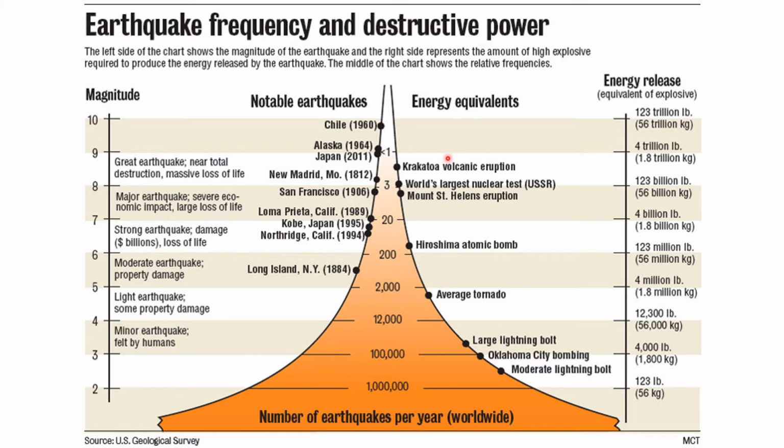So, shown here is the notable earthquakes in this graph, and this is the number of earthquakes per year worldwide at a certain magnitude. So, for example, magnitude 5 point something Long Island earthquake, 1884 is here. And the amount of energy of that earthquake is actually larger than an average tornado. Now, here is the amount of energy of the Hiroshima atomic bomb. So, very infamous Hiroshima atomic bomb.